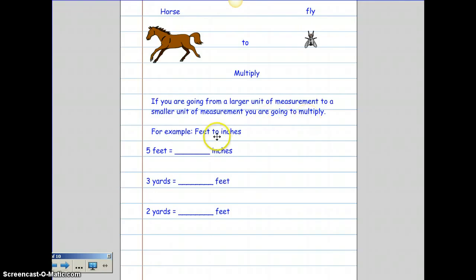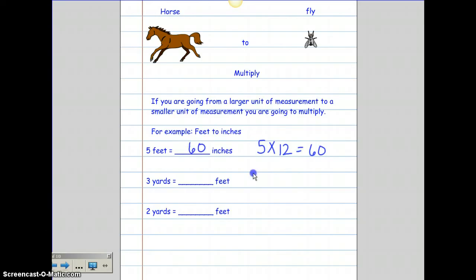For example, if you're going from feet to inches. Let's look closer. I have feet here. I know that there are 12 inches in 1 foot. But here I have 5 feet. So if I take 5 feet, I multiply them by the 12 inches in 1 foot. That equals 60. So there are 60 inches in 5 feet.